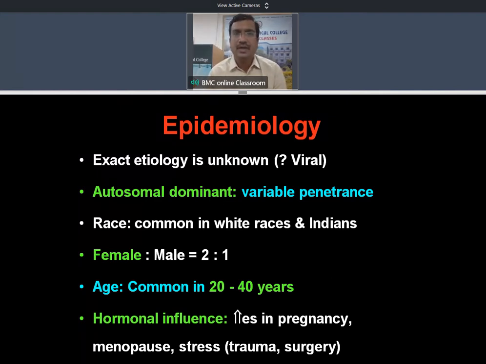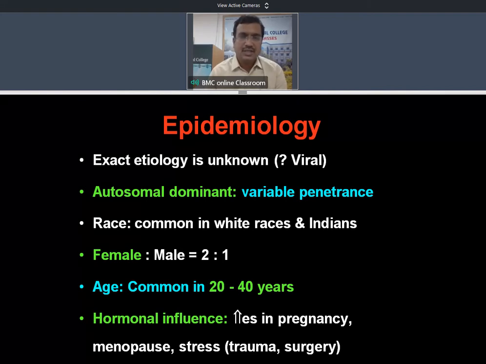Then coming to the epidemiology. In which people usually will this kind of otosclerosis occur? The exact etiology for otosclerosis is not known till now. Maybe it is an autosomal dominant variation, and most commonly you'll see it in white races and Indians. The ratio between female and male is 2:1. The common age group of otosclerosis is 20 to 40 years. So middle-aged women usually will have this otosclerosis.